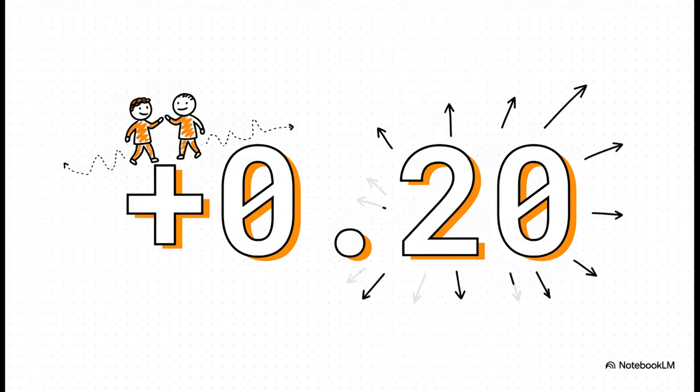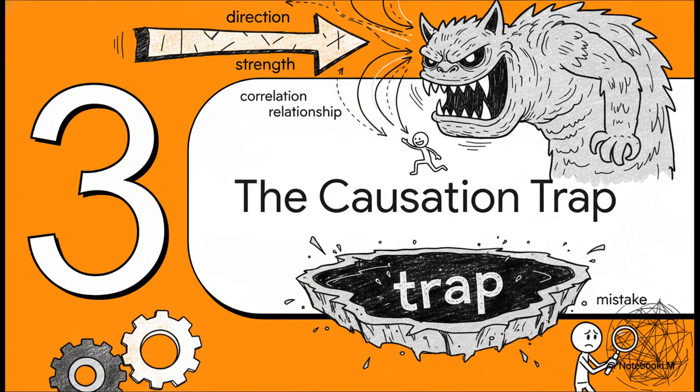And what if you get a number like, I don't know, positive 0.20? Well, the plus sign tells you there's a slight tendency for them to move in the same direction. But because that number is so close to 0, the relationship is really, really weak. It's barely even there. So now we have this amazing tool, correlation. It tells us direction, it tells us strength, we're feeling pretty good.